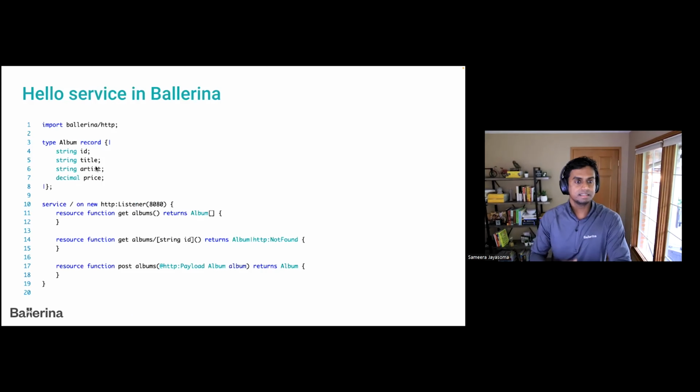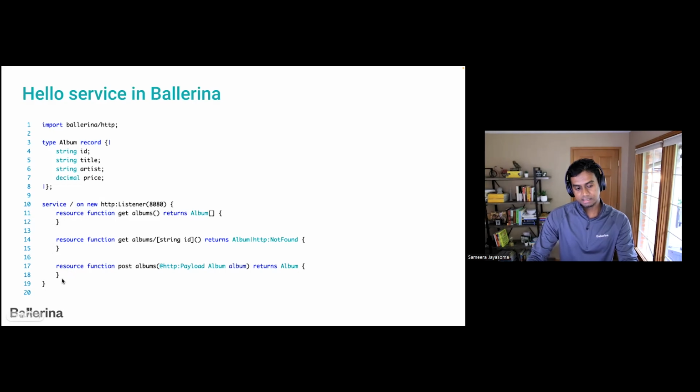The next one is a hello service. This is an HTTP service written in Ballerina, and as you can see, it has three resource functions: get albums by ID, post album, and so on. As I explained earlier, Ballerina is trying to introduce network abstractions into the programming language. As a result, you can see a service construct in the language. This defines a service, and it is an HTTP service because it is attached to the HTTP listener on port 8080. A service can have a collection of resource functions.